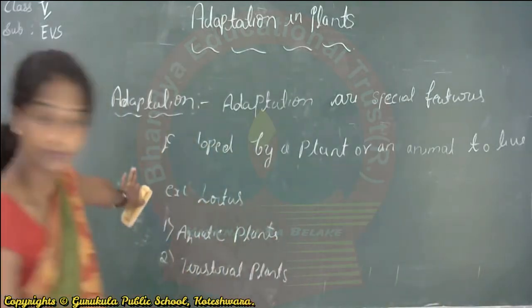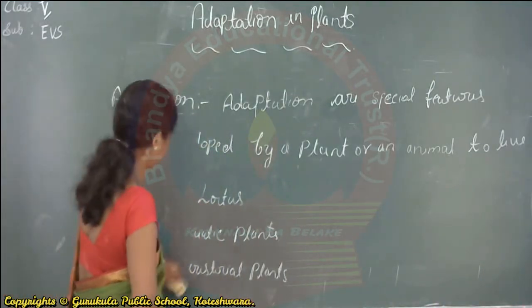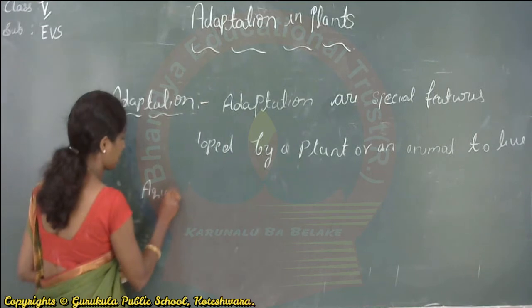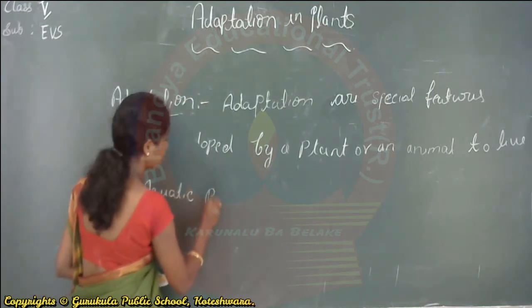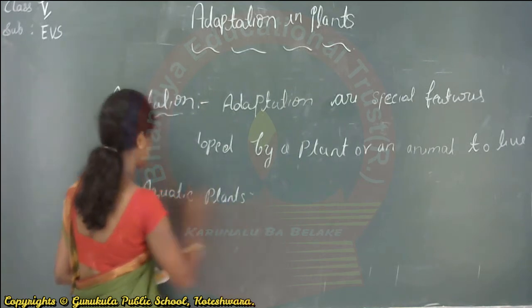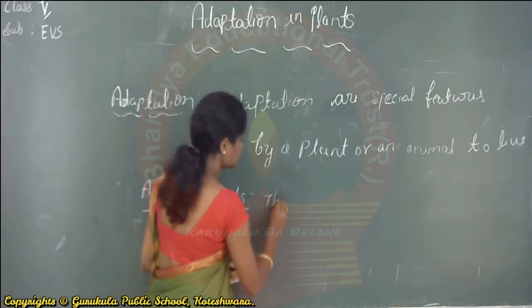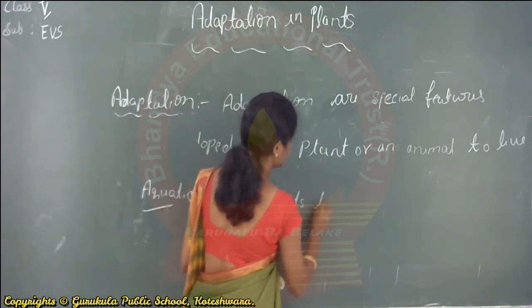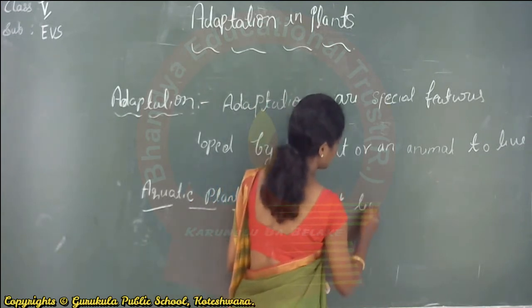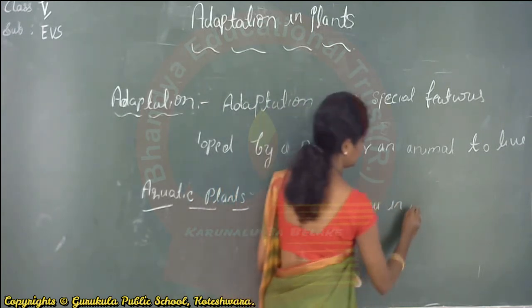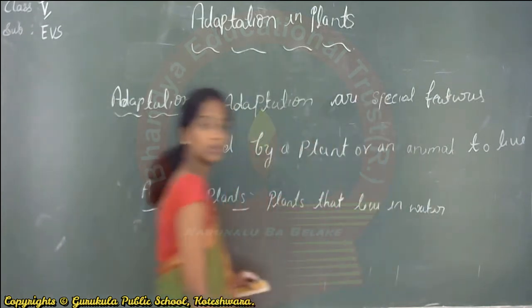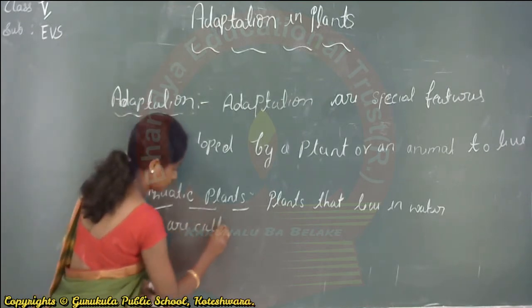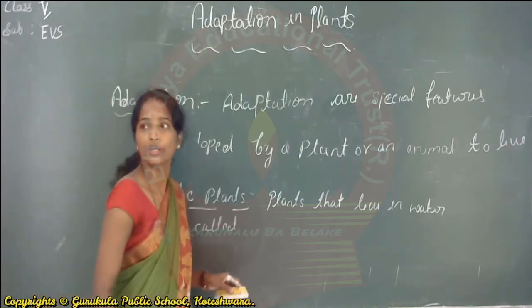Can you write this, children? Aquatic plant: the plants that live in water are called aquatic plants.